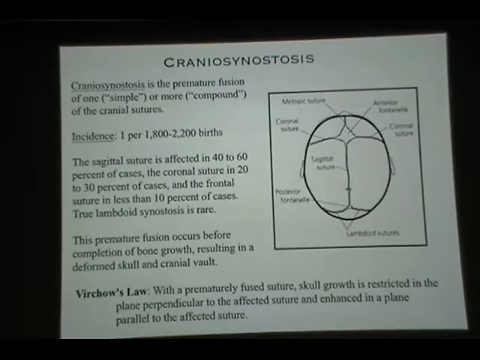Growth will be restricted in this plane, but enhanced in this plane. You understand that? That's a general rule. It doesn't always hold true, especially when you have multiple sutures that are fused. Does it lead to cognitive development? It can, but usually that's associated with syndromes that are affecting other things as well.